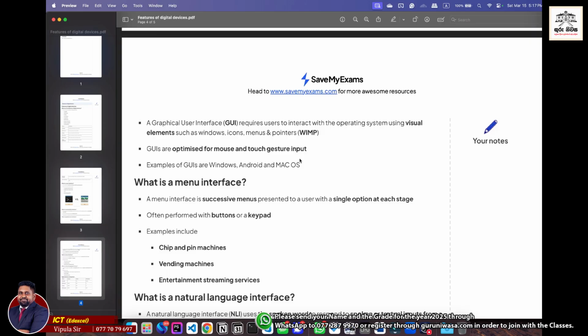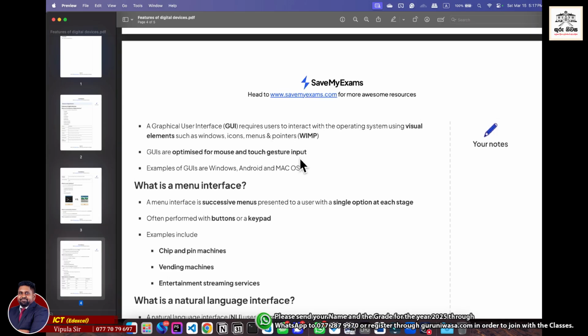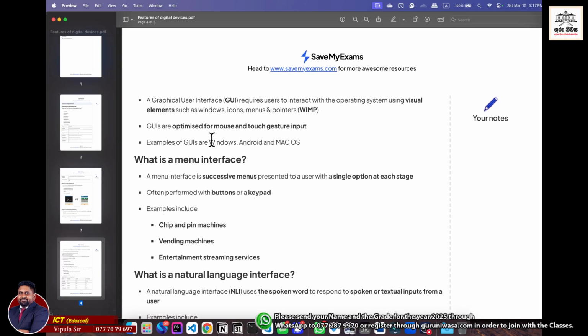So this GUI is optimized for two specific items. It is either optimized for a mouse, or optimized for touch, or gesture input. Touch and gesture input you can see almost everywhere nowadays. If you go to a supermarket, most supermarkets and cinemas have kiosk machines. If you go to a different country, you can see this almost everywhere.